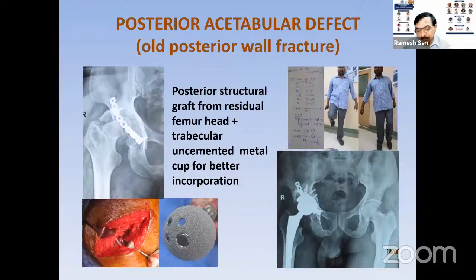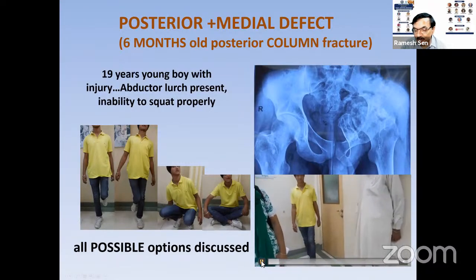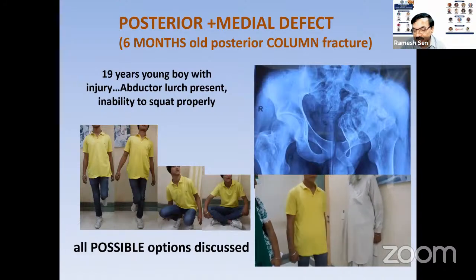Now, as Professor Ramesh was also saying, in these situations sometimes you need a special kind of cup, where the host bone should be reasonably good to give good incorporation. Many times the contact area may not be very viable, the host bone may not be very good, so you need to use relatively highly porous cups for that kind of fixation. The problem can be like this: a 19-year-old young boy where you do not otherwise want to do a replacement, but the patient can sit and squat, but he's not happy with the way he's walking around, and he wants us to do something because his limp and lurch is not likely to settle down.